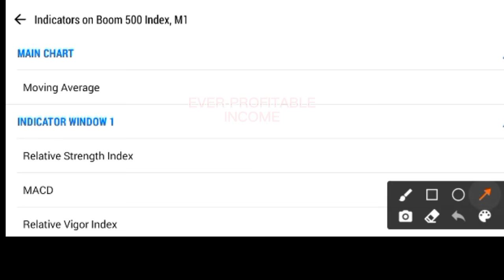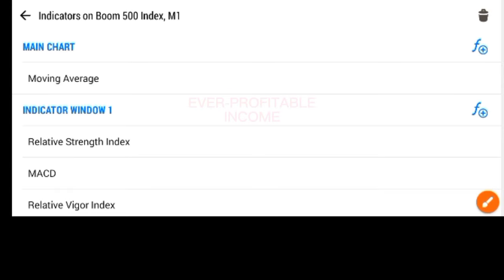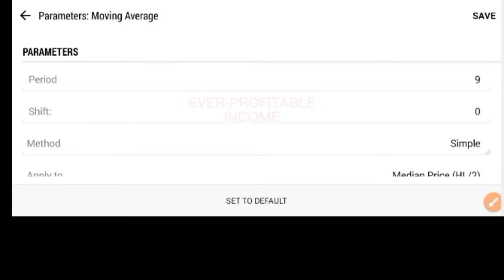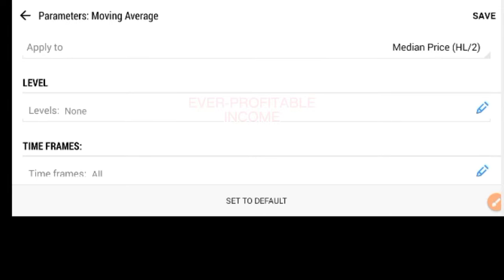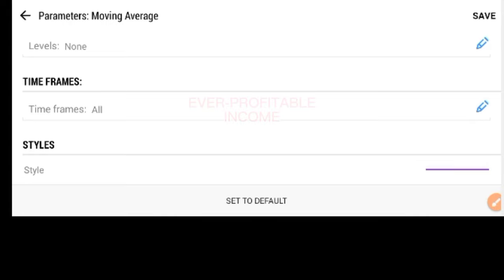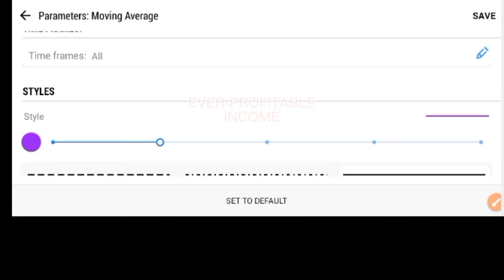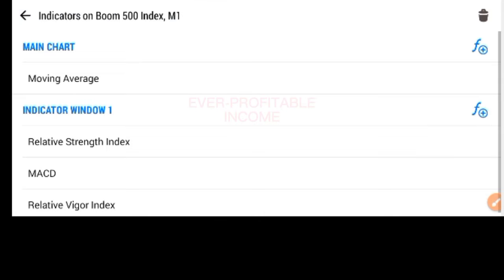Now let's check out the settings of the moving average on the main chart. So we have moving average period 9, shift is 0, method is simple, apply to median price. Just take a screenshot, and there are no levels. Then for your style, you choose your style color and you click on save. Then the next indicator is your relative strength index, your RSI. Let's check out the settings.